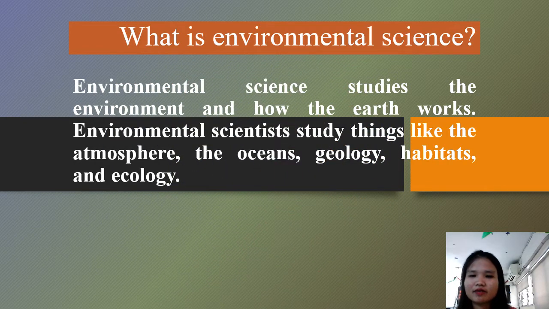What is environmental science? Environmental science studies the environment and how the earth works. Environmental scientists study things like the atmosphere, like the ozone layer, lapisan ozone, the ocean, samudra, habitat of fish, habitat of lion, and then ecology. We can continue the explanation of geology and ecology next time.